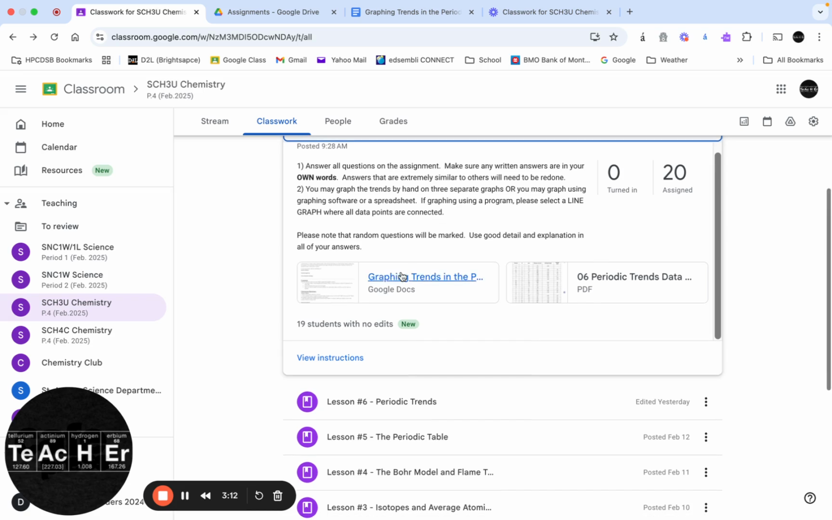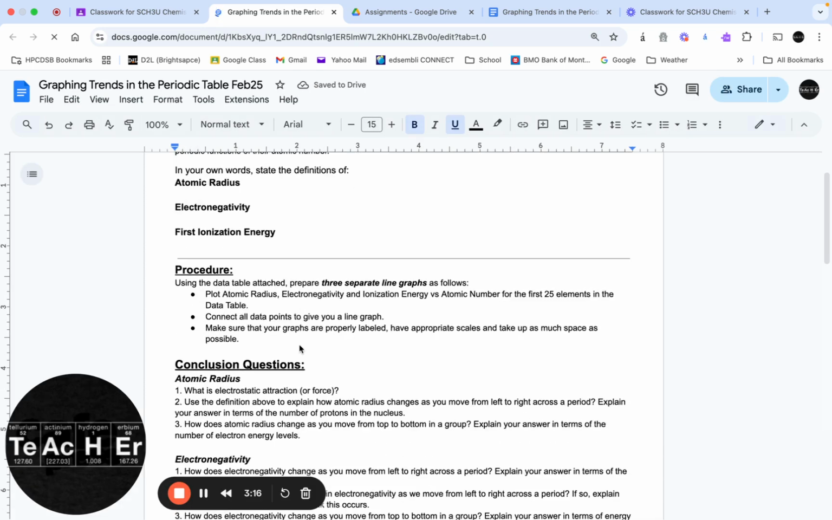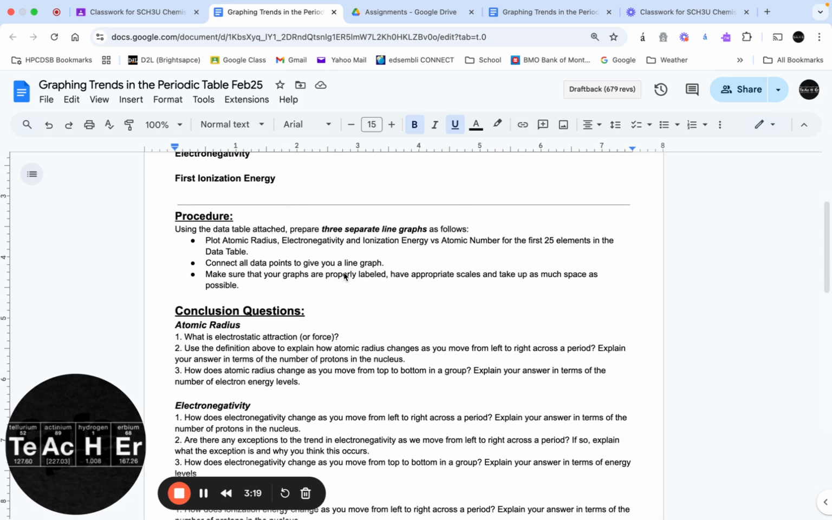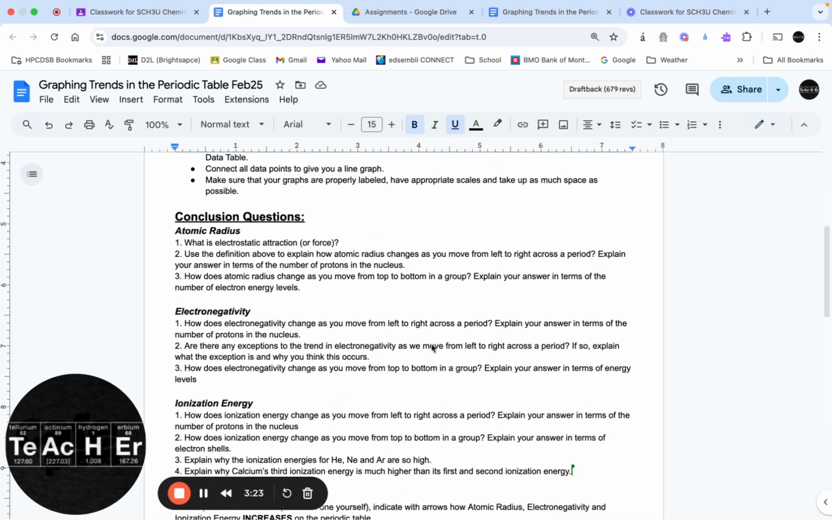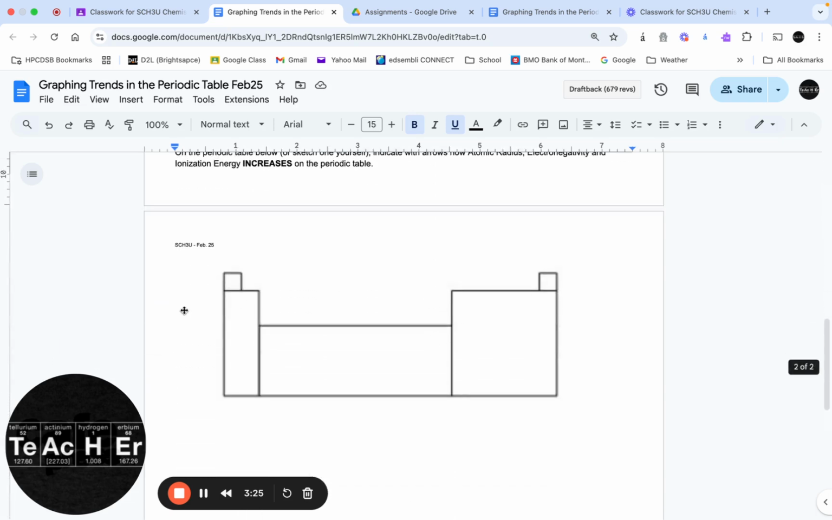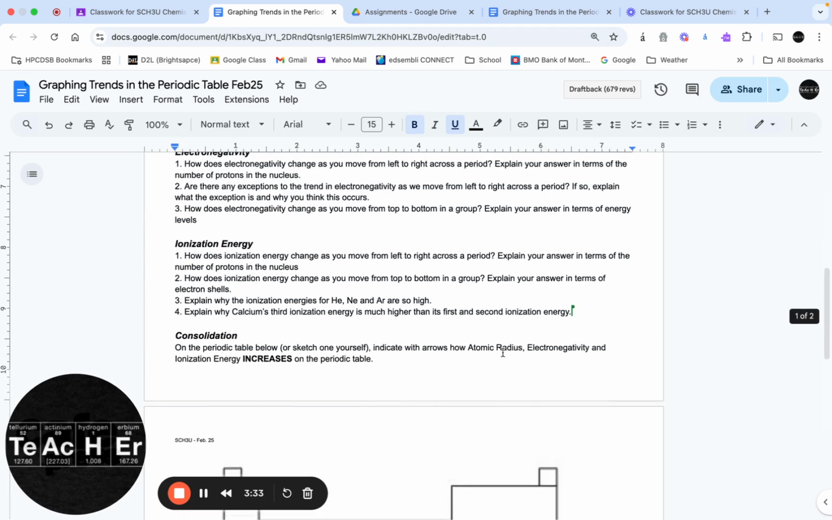So when we get to the actual assignment here, you have to give me some definitions. Here's the procedure. And then there are several questions that we want you to answer based on the trends. And then lastly, you're going to take this periodic table and show us with arrows how the 3 trends increase on the periodic table.